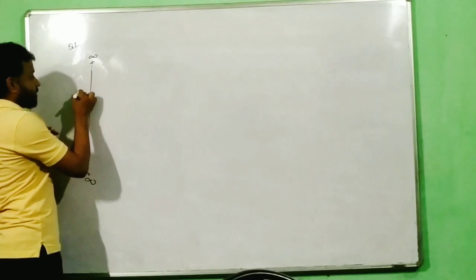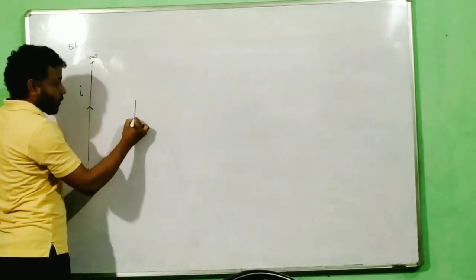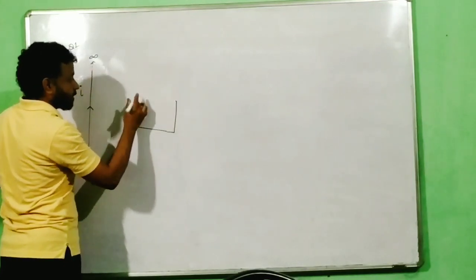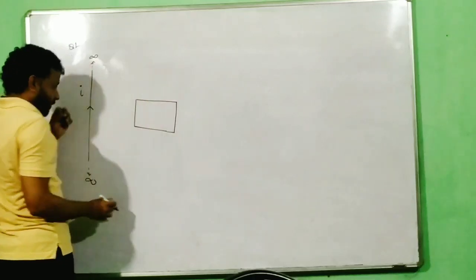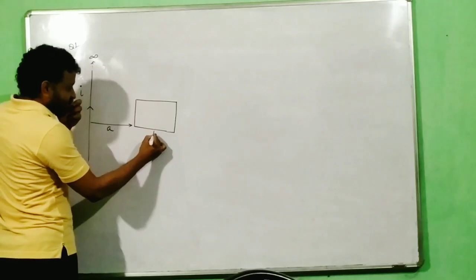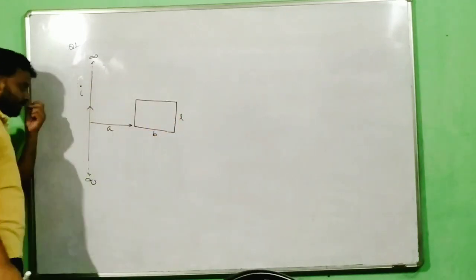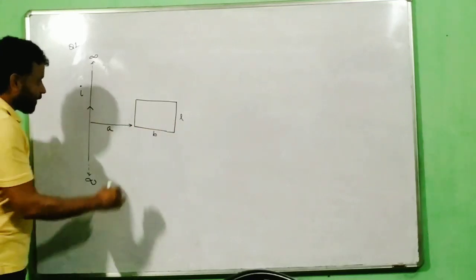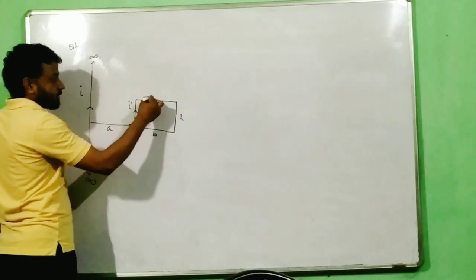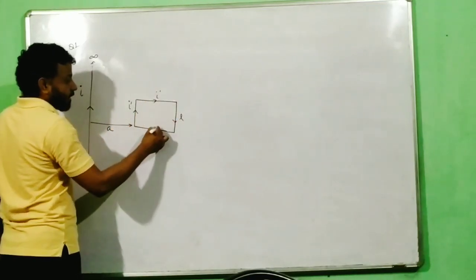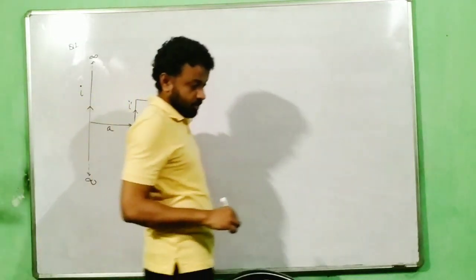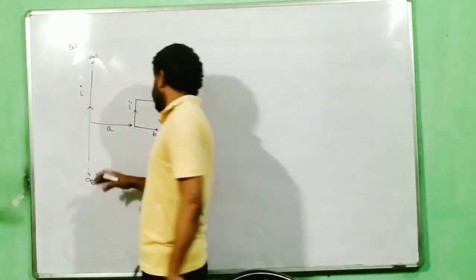And this is having a current of I. And there is a square loop over here, such that this distance is A and this distance is B and this distance is L. This loop is having a current, which I will consider as I dash. So the current in this loop is I dash. Now the question is, what is the force on this loop because of this wire?